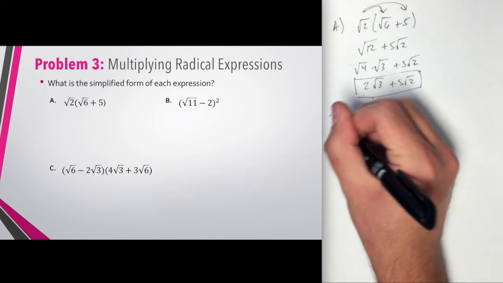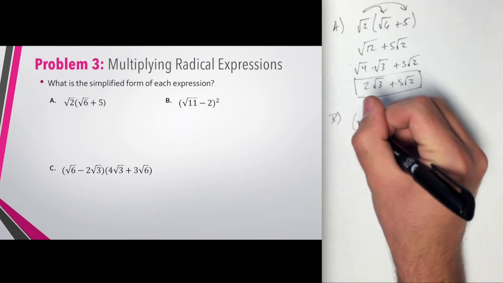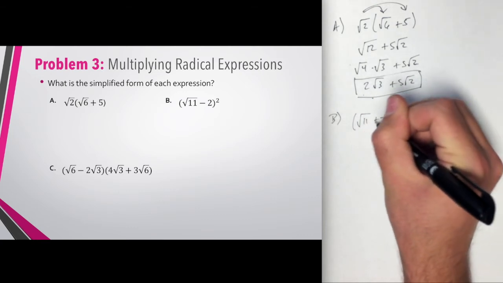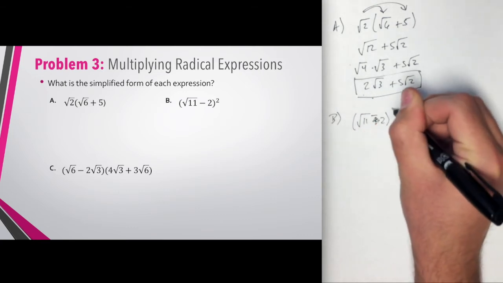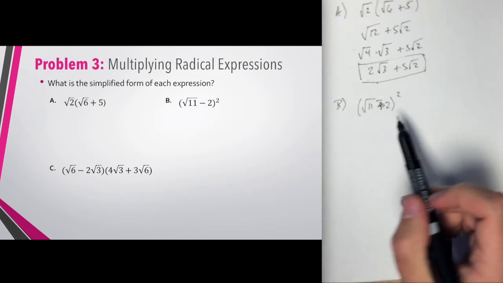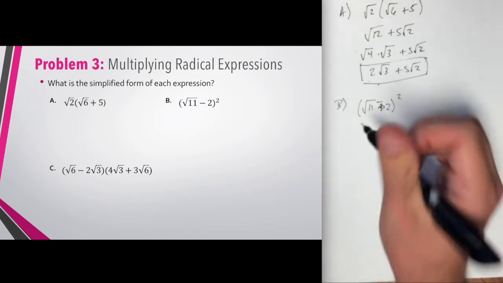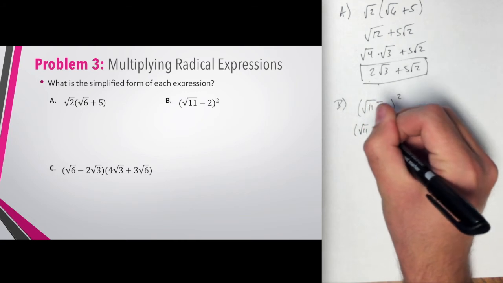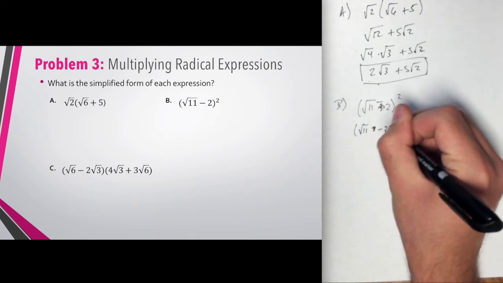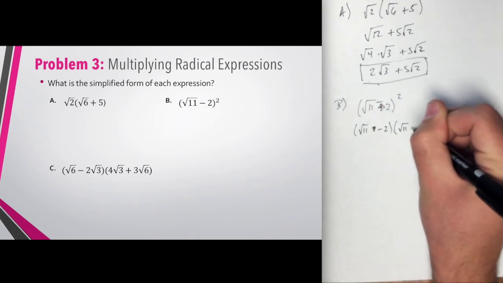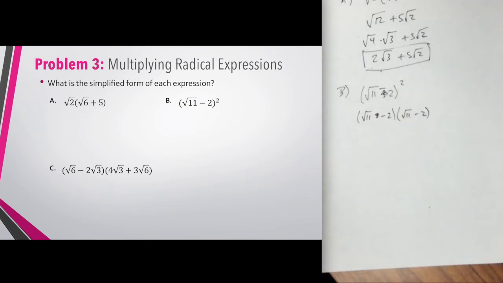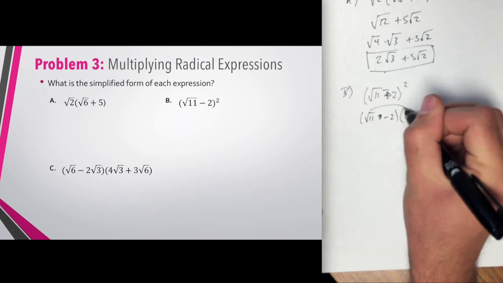Letter B, square root of 11 minus 2 squared. This one's a little bit tricky at first, but really it just means take the whole thing and multiply it by itself. That's what squaring it means. And now you either do your FOIL or your distribution.